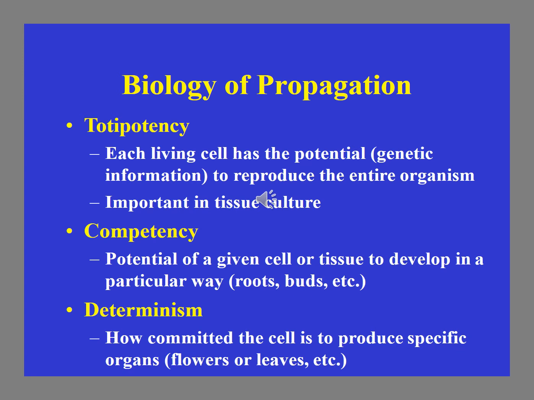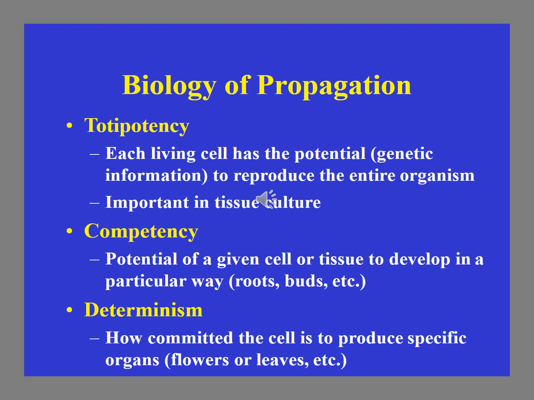That means each cell is totally potent, meaning it has all the info. And with humans, what we'll do is we'll induce certain genes to be turned on and off using hormones if we're doing tissue culture to get that one cell to grow all parts of the plant.